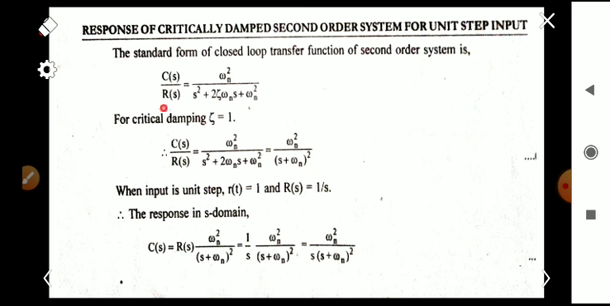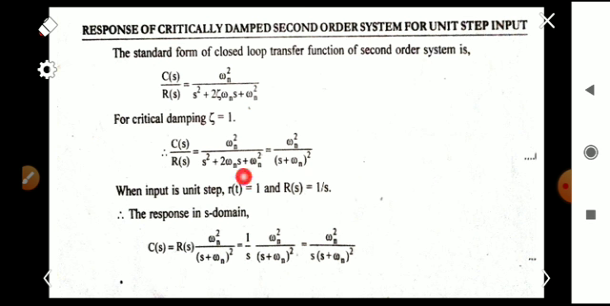That is C(s)/R(s) = omega_n^2 / (s^2 + 2 zeta omega_n s + omega_n^2). And we know that for a critically damped system the value of zeta is equal to 1. If we substitute the value of zeta in the transfer function, it becomes omega_n^2 / (s^2 + 2 omega_n s + omega_n^2).